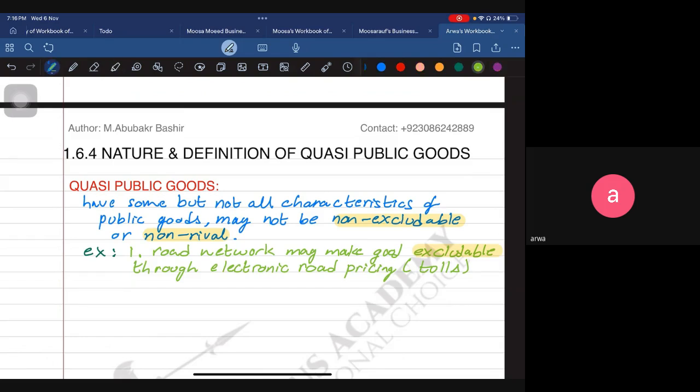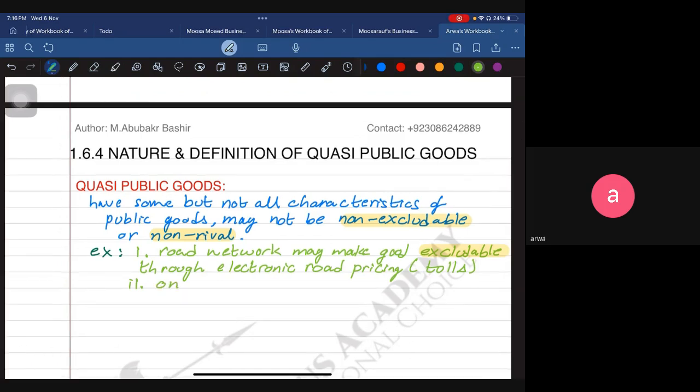Now, on the other hand, we are going to talk about the good being non-excludable, but it has become rival for you. And by rivalry, do you remember the limited supply? It's limited supply. So once the road becomes congested, then not many people will be able to drive on that road. So like less road, more people. So rivalry in consumption.